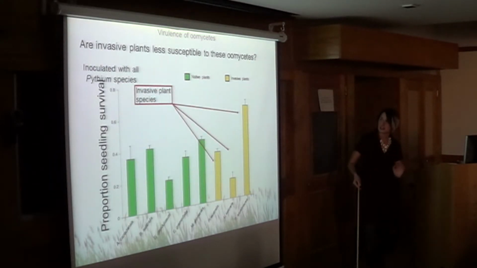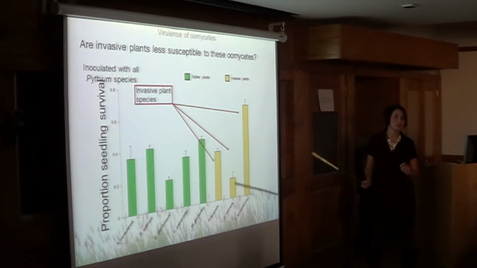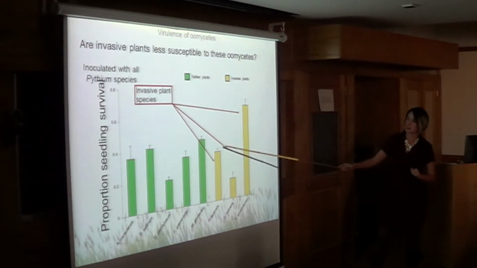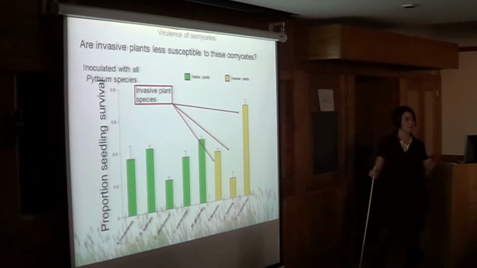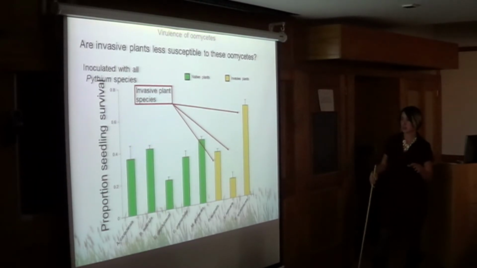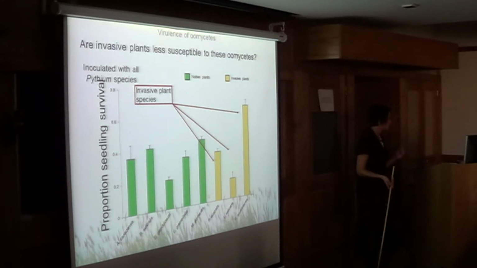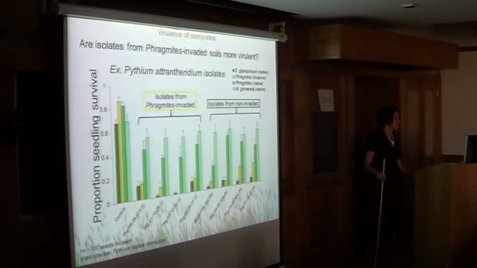So if we divide this up by where these plant species are coming from and look at the effect of all of the Pythium species, green being native and yellow being invasive, you can see that the proportion seedling survival isn't clearly higher for the invasive plant species. If you think back to enemy release, it would say that these invasive plants are going to be less susceptible to pathogens. And we're not seeing that across the board. One of the most susceptible plant species, Lythrum salicaria, is invasive, but at the same time, the most resistant, Phalaris arundinacea, is invasive too. So they're not clear-cut divisions between native and invasive species.